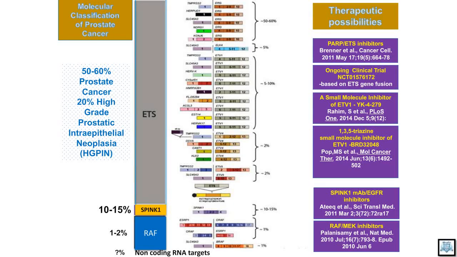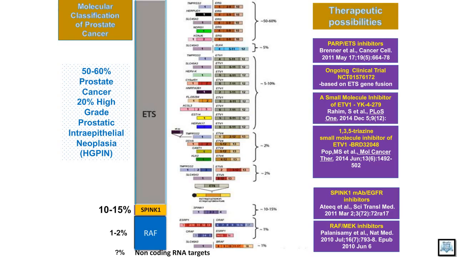Okay? So having identified several markers in prostate cancer, as you can see, like ETS gene fusions, SPINK1, and the RAF kinase gene fusions, this is the first time a molecular classification of prostate cancer has been developed. And it is not only that individual markers are identified in a distinct subset of prostate cancer.